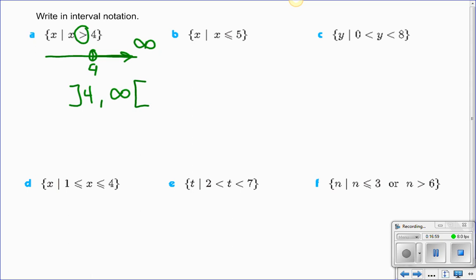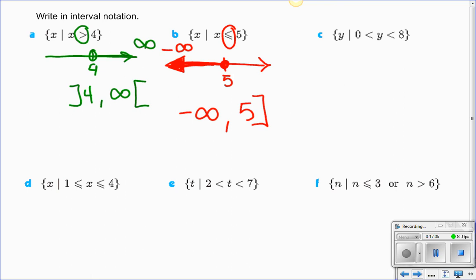Okay. Same here. We've got x is less than or equal to 5. So we're at 5. We're including 5, and it's less than or equal to 5. So when we do interval notation, we're always going to start with the least number. And in this case, our least number is negative infinity. So x is going towards negative infinity. It can be anything between negative infinity and 5. And 5 is included because of that equal sign. And negative infinity and positive infinity are never included.